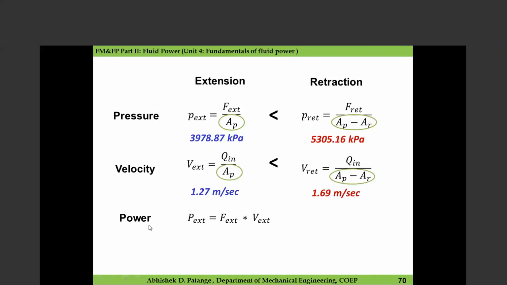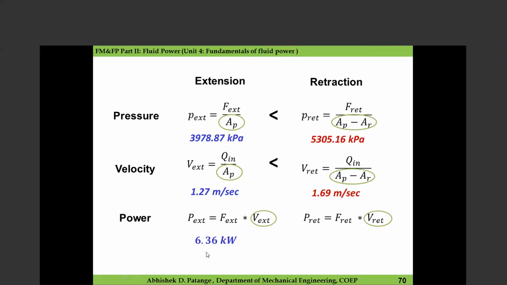Similarly, for power, the power is based on force and the velocity. If the velocity is lesser, then by keeping force constant, the power will also be less for extension than the retraction. So here the velocity for extension is lesser than the velocity of retraction.